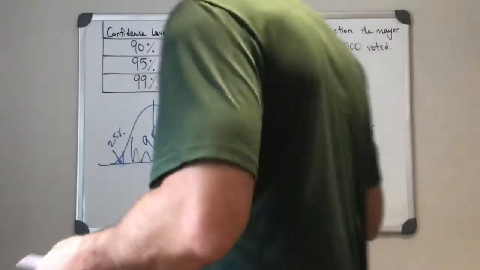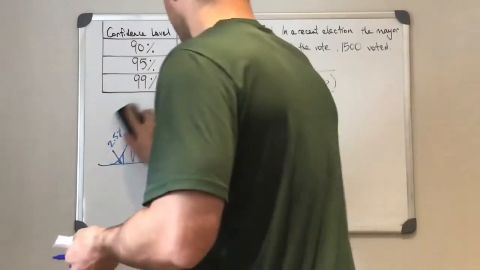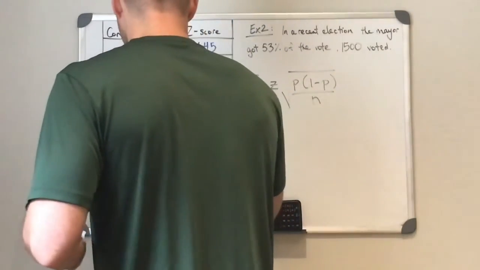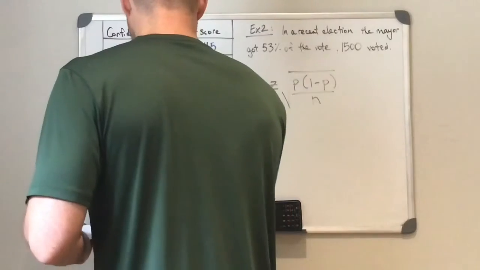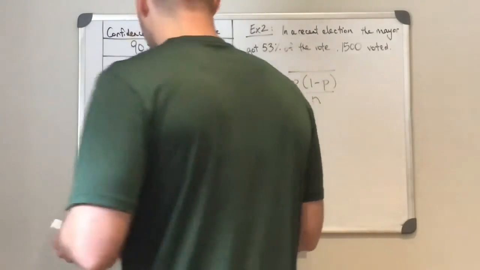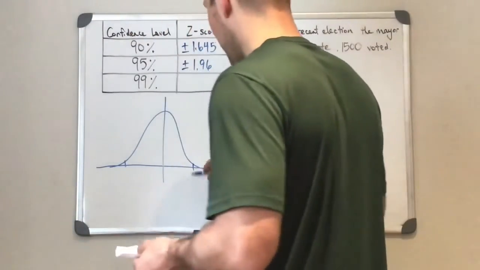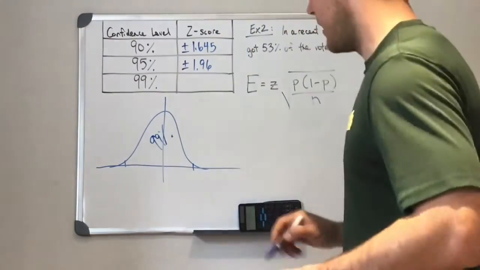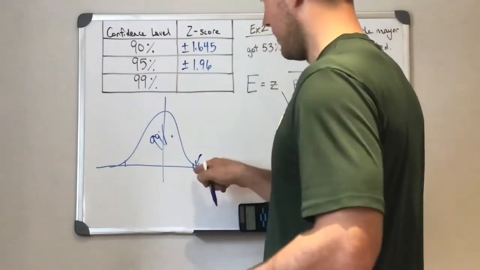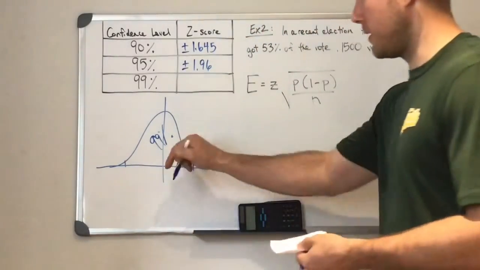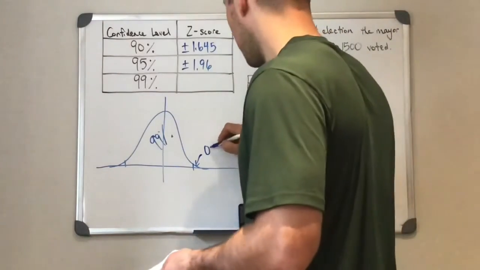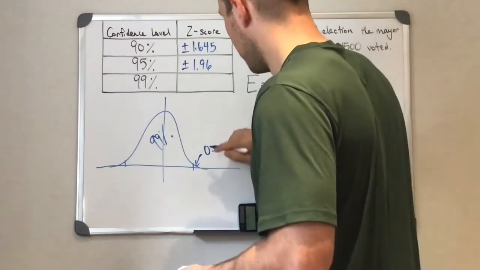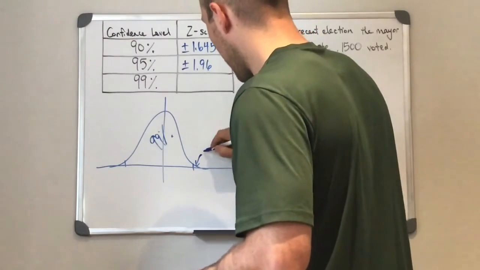And our last one, we do it one more time. For a 99% confidence level. Okay, so we're leaving just a tiny bit left over on each side. So this is going to be 0.5% on each side because there's only 1% left. This is going to be 0.5%.